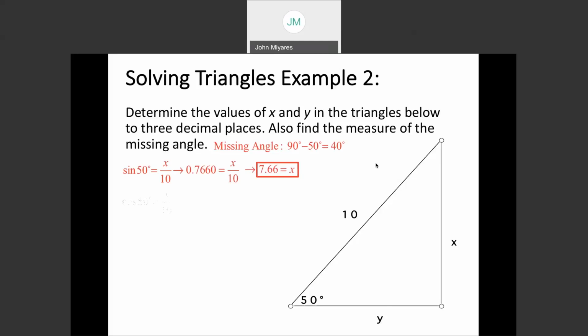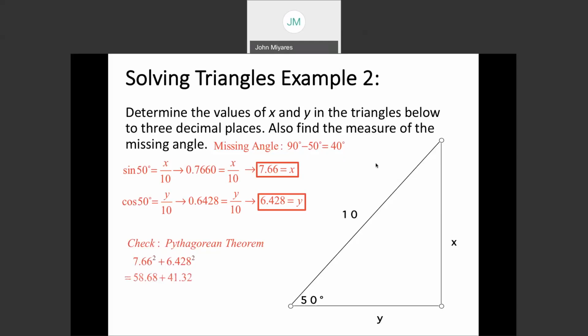For y, we're going to use the cosine to get the adjacent side y over the hypotenuse 10. We get a decimal equivalent for the cosine of 50 degrees, then multiply that by 10 in order to get y equals 6.428. We can check our answer by using the Pythagorean theorem to take x squared plus y squared. We'll add them up, and you'll see that they do add up to 100, which is 10 squared. So the hypotenuse is the square root of 100, which is 10.